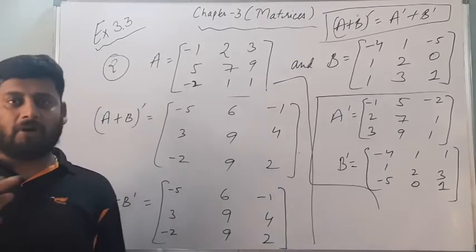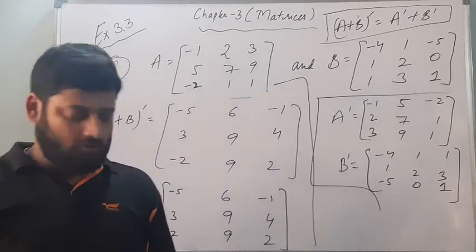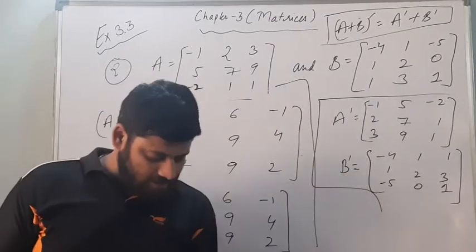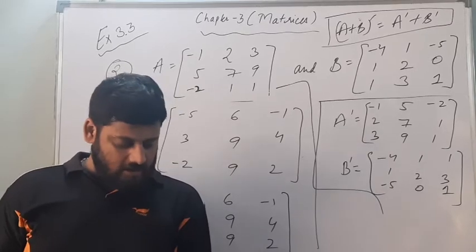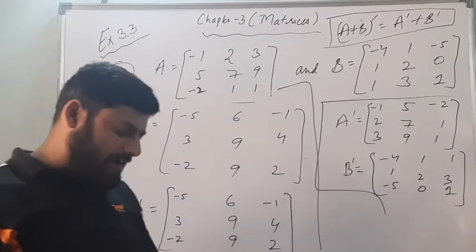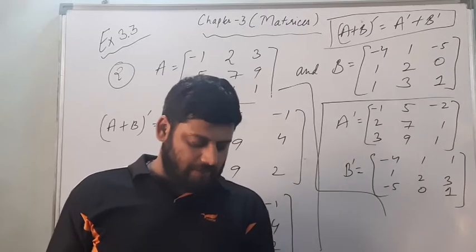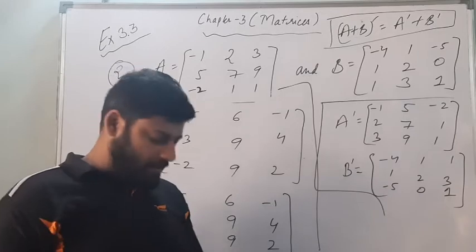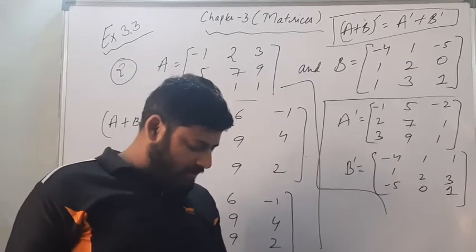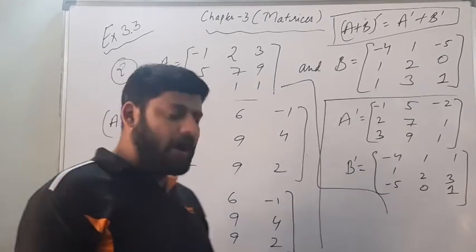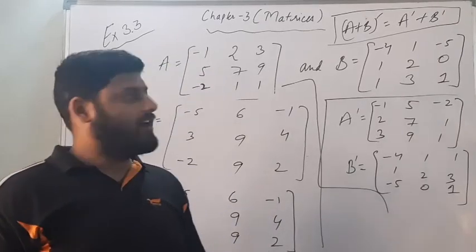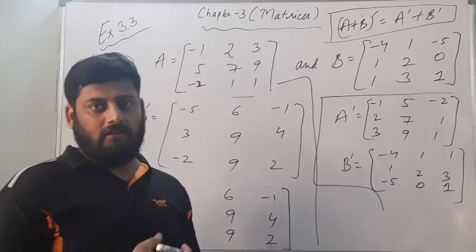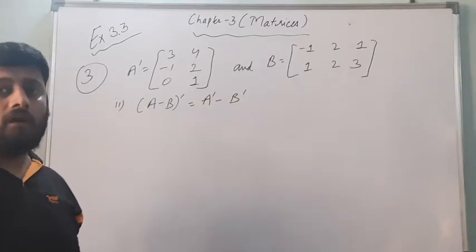Question number 3. The second part of this question you have to do by yourself to enhance your knowledge. Now we'll move to the third question: if A transpose is given to us and B matrix is given to us, then we have to verify the same relation we have proved over here. But in question number 3, I'll do the second part for you. You will try the first part, because the first part is exactly the same way. We'll do the second part in the next question. So before that you can copy it.